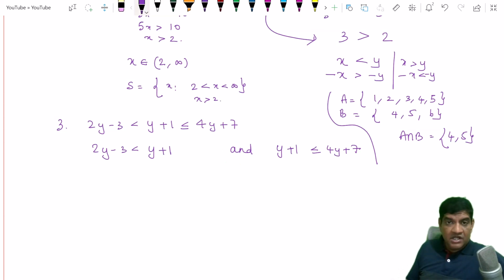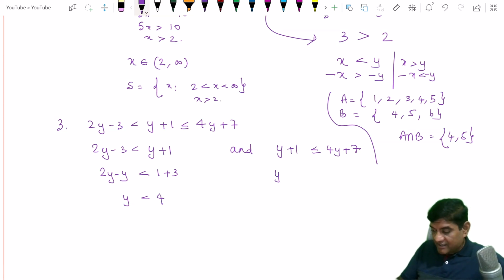So again, I transpose it around like how I do it for an equation itself. So this is going to become 2y minus y is less than 1 plus 3, which means y is less than 4. And here, when I transpose it, I'll have y minus 4y is less than or equal to 7 minus 1, which means minus 3y is less than or equal to 6. Take care of the inequality by multiplying by the negative sign.